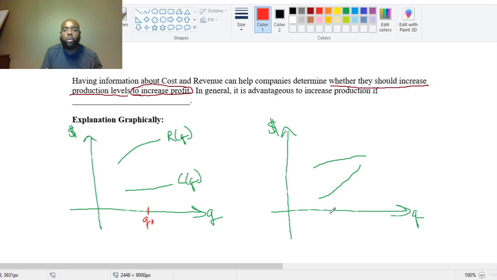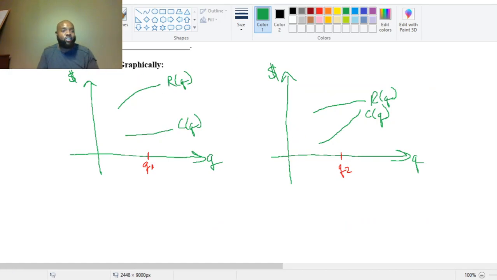I'm going to call this one Q1, and I'm going to call this one here Q2. Notice in this second graph, the top function is still R of Q, and my bottom function is C of Q. This is going to help me determine, and I guess I didn't have to draw this. It's not the fact that they're so far apart. The fact that these two are that far apart is not important necessarily. It can be important, but I'm not focusing on that.